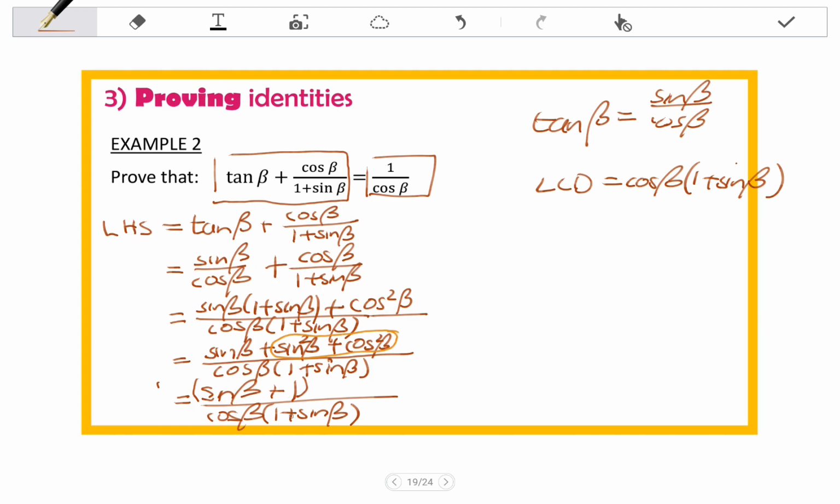Now, they're not exactly the same because the terms are in a different order, but I can write terms in different orders as long as I take the sign in front of them along with them, and they would be exactly the same, 1 plus sine beta. So I can cancel those factors, and I'm left with 1 over cos beta, which is equal to the right-hand side. And I finish off by saying that.